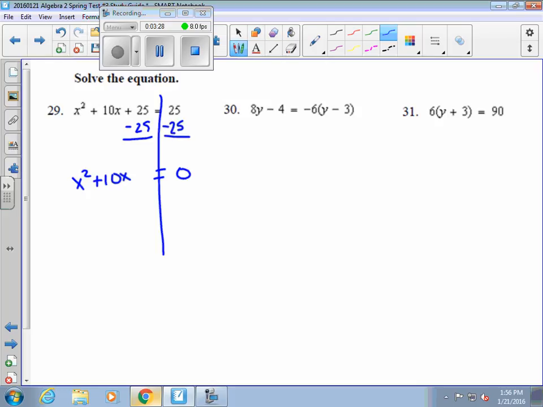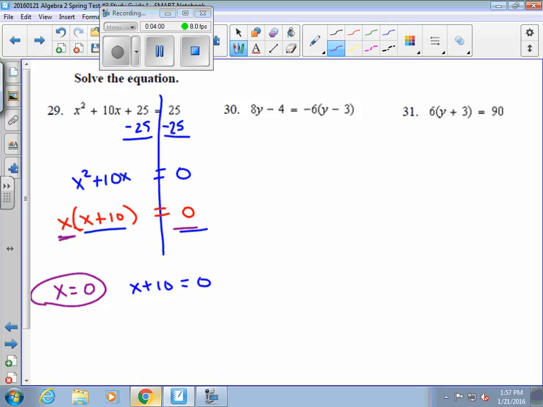So what we want to do from there is we want to factor out an x, because x squared and 10x have an x in common. X times x is x squared, and x times positive 10 is 10x. So x and x plus 10 is 0. So now we have these two separate equations. X is equal to 0, and x plus 10 is equal to 0. So right here, we already have one of the answers, 0.